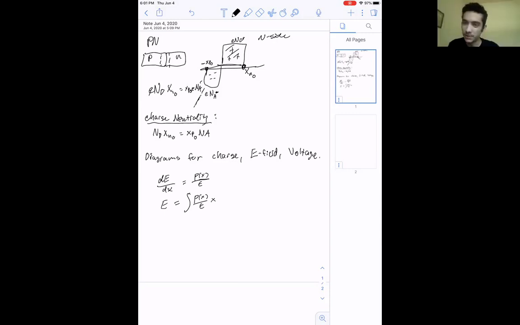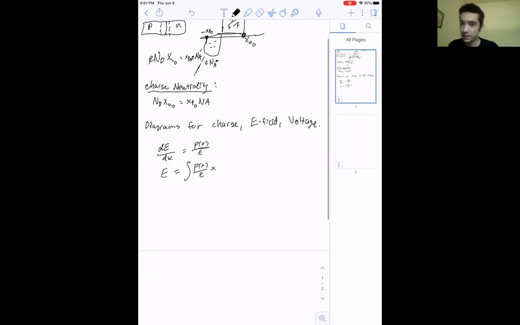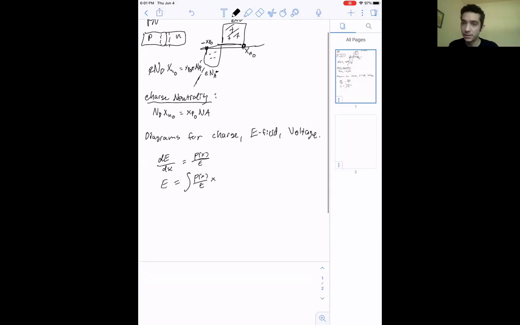Okay, so if you want to derive all the exact expressions for this, you'll have to break it up based on the regions, piecewise. So first I'll do this region, which is the P side.